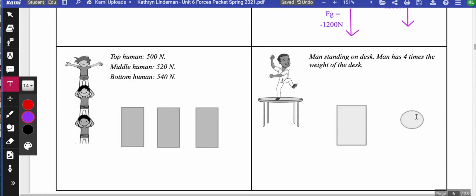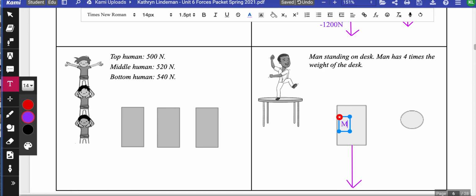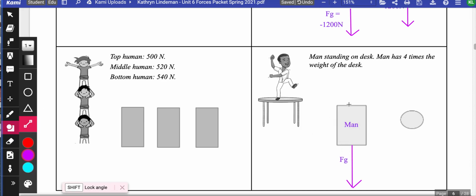Okay. So we're going to assume that this circle is the desk and this is the man. Okay, and there's no numbers here, but we know that the man has 4 times the weight of the desk. So that means the man is much heavier than the desk. So for the man, I'm just going to label this man. Okay, so the man is on top. So all the man has is a gravity force pointing down and a normal force pointing up.